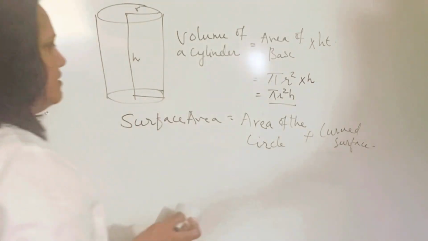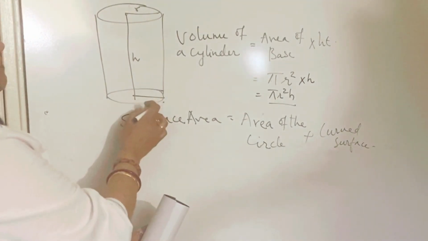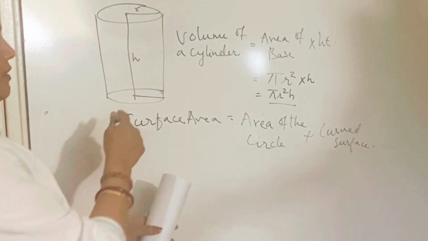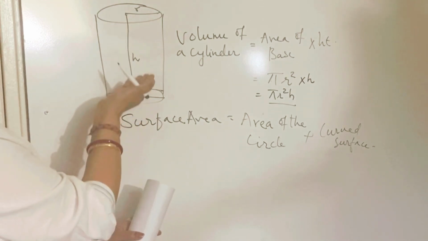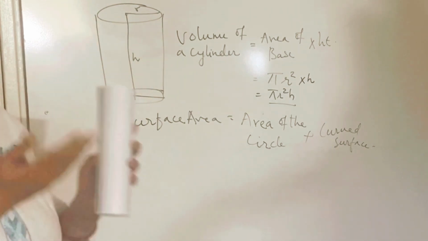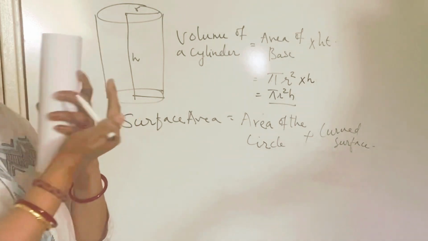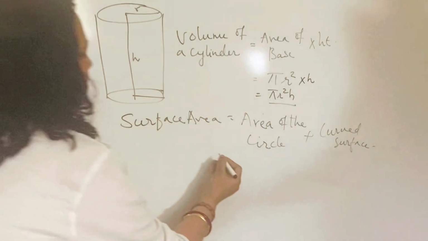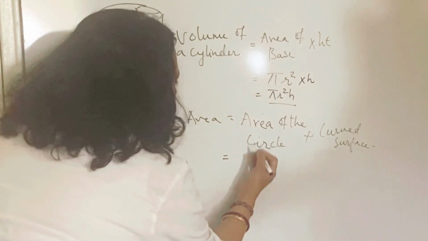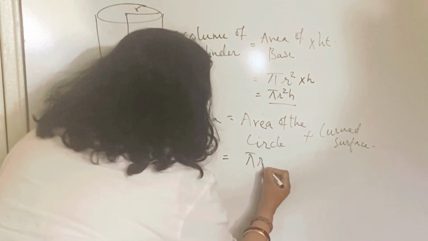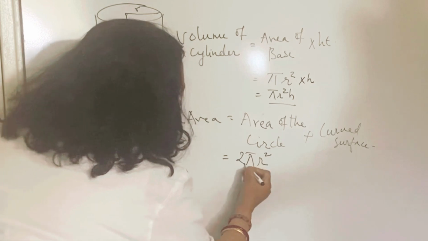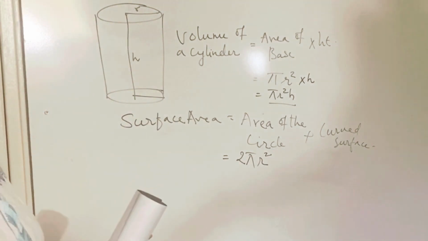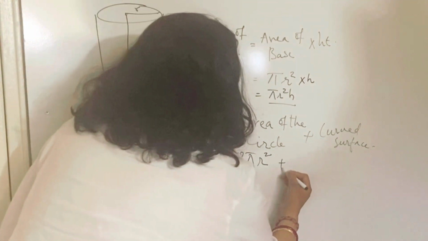Now the area of a circle with radius r is pi r square, but it has two circles, one at the base and one at the top, and we have to find the total surface area: the area of the bottom, top, and the curved surface. So one circle has an area pi r square, and since there are two circles, pi r square plus pi r square is 2 pi r square, plus the curved surface area.